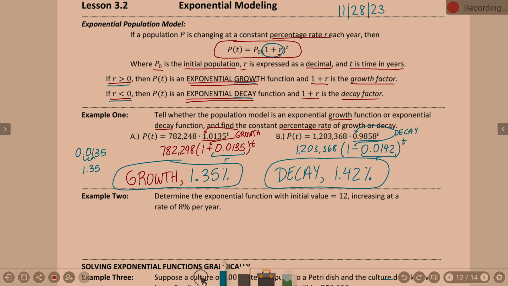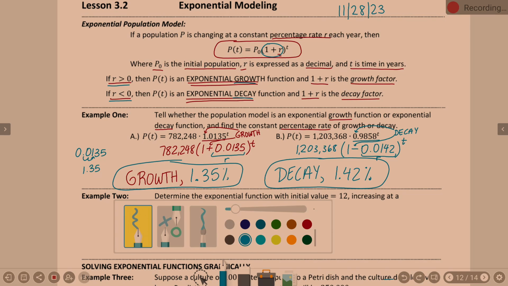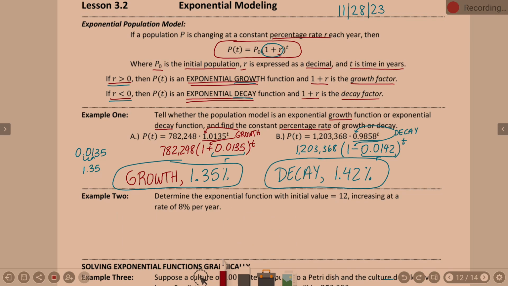Okay, example 2. Determine the exponential function with initial value equal 12, increasing at a rate of 8% per year. So my job is to determine the exponential function. I want to write a function. What form were we given for today? P of t equals P naught times (1 plus r) raised to the value of t. Our job is to create an equation that we could use to work problems in this scenario.